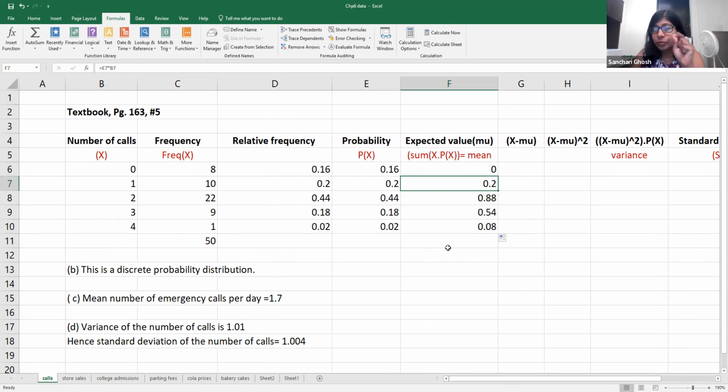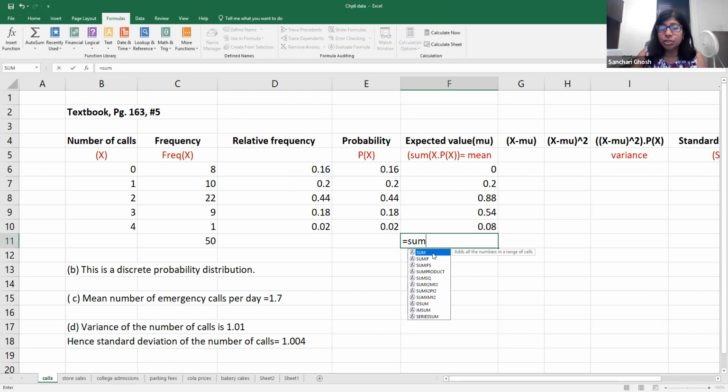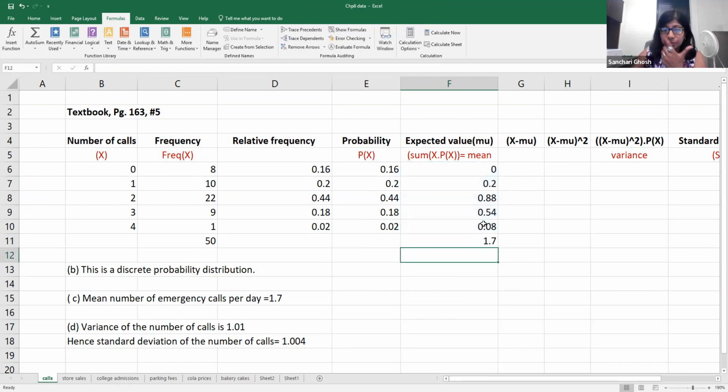But expected value is the random variable times the probability. But remember, it is the sum. So you use the sum function. These are for each discrete part, but you sum them up to get an average. And recall what we discussed in the lecture. These are random variables. These are taking particular probabilities or their chances, which we derive from the relative frequency.